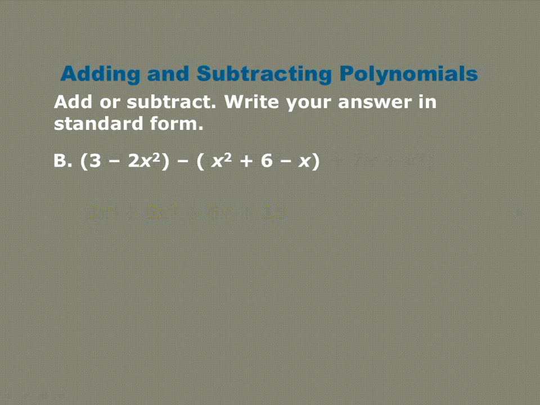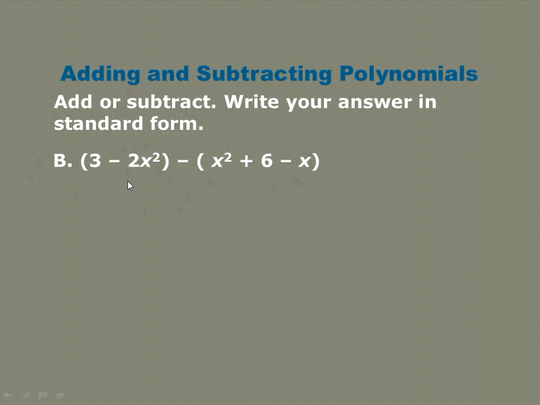Next example, when it's subtraction, I would encourage you to turn this to a plus and then change every single sign inside here. So this would be plus, and then it would become minus, minus, plus. That will help you not lose track of this, because remember, we're distributing this negative to every single term inside the parentheses. So we're looking for our largest exponent.